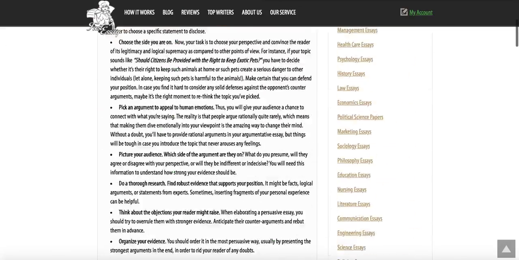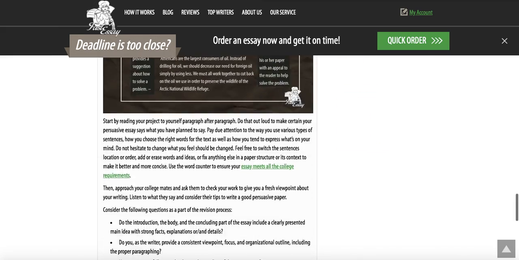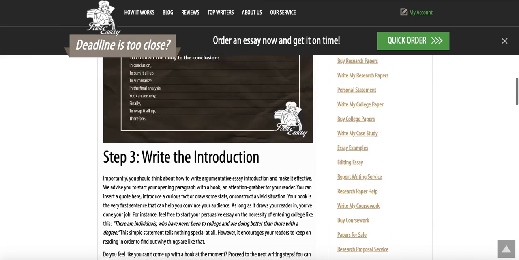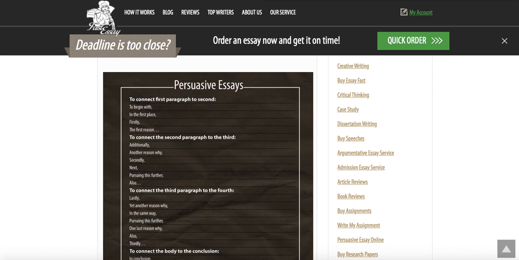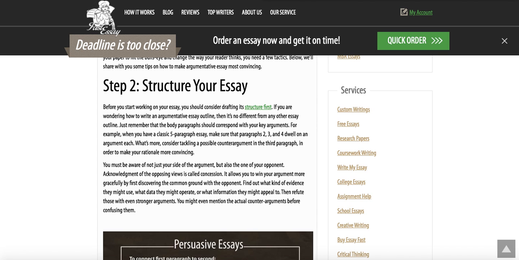I think there are probably 6 steps here. 6 steps, am I right? Yes, there are 6 steps, but we already studied them. I'll just go into what we haven't talked about before. In part number 2, step 2 is to structure your essay.